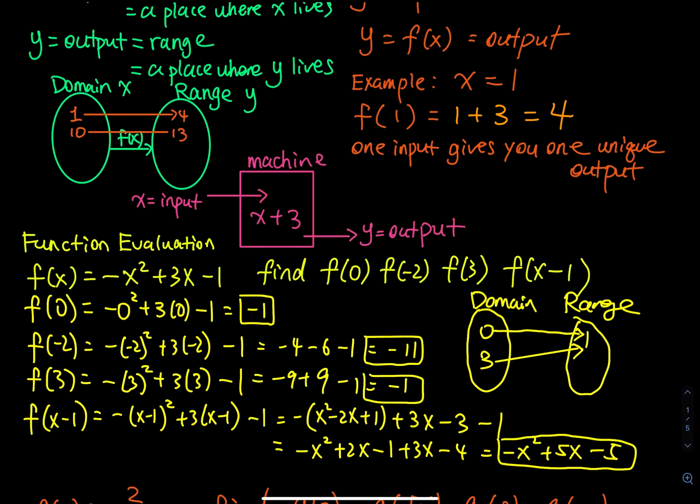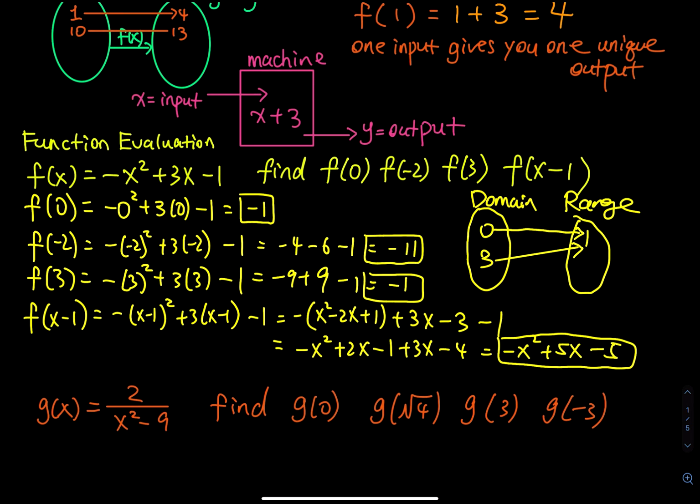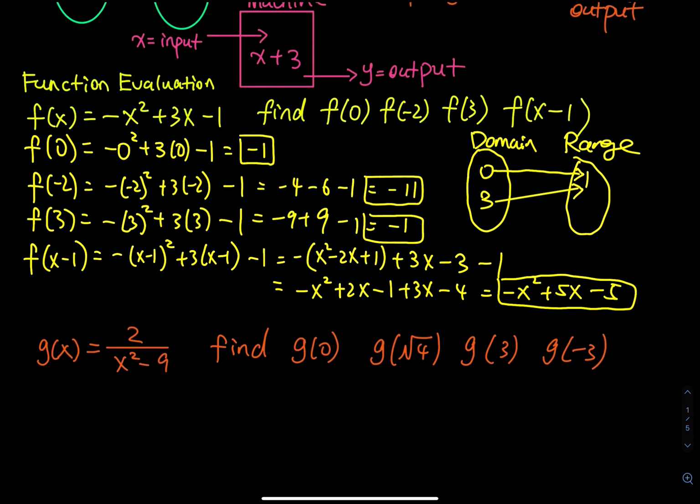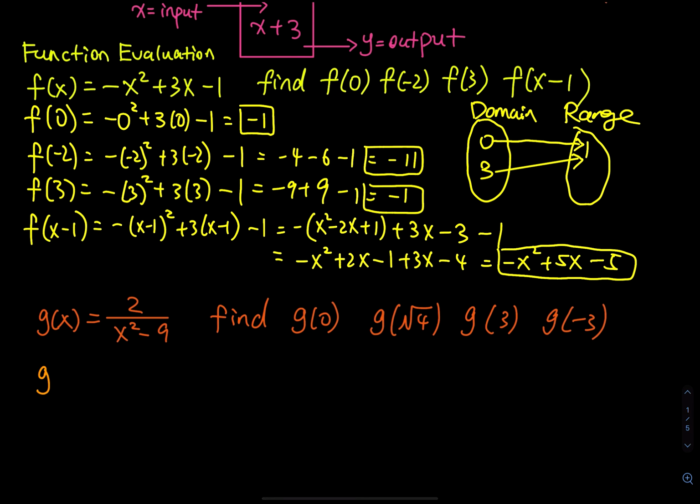Okay, let's move on to the next function. The next function, I give you something else. This is a rational function. We have a numerator divided by a denominator. So let's evaluate this. G of 0, so we have 2 over 0 squared minus 9, then this is negative 2 over 9, right?